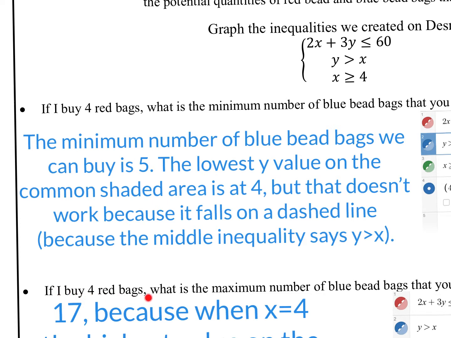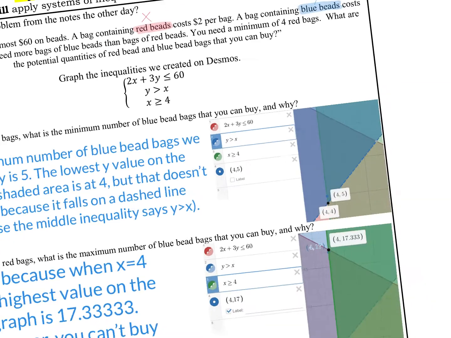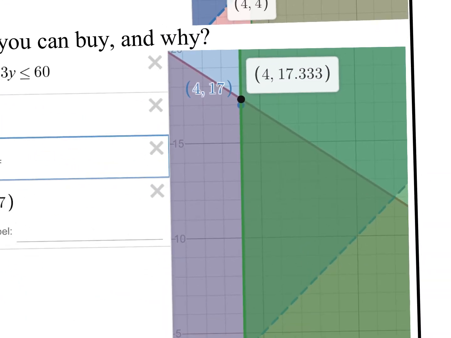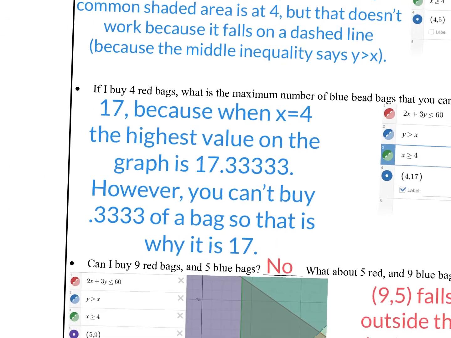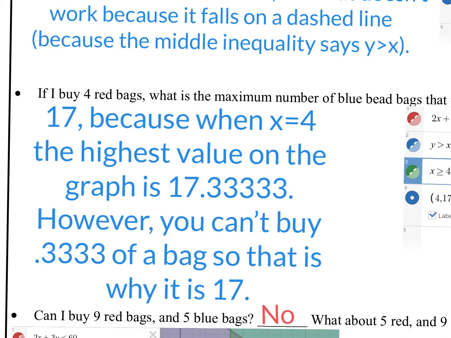If I buy 4 red bags, what's the maximum number of blue bead bags that you can buy? You can see here I said 17. What we're going to do is look at the graph and go all the way up that line. At the top of the line is (4, 17.3), and it looks like it's going to say 0.3 forever. However, you can't buy 0.3 of a bag, so you could do 17. 17 would be the maximum number of blue bead bags that you could buy. That's what I officially wrote down right there.